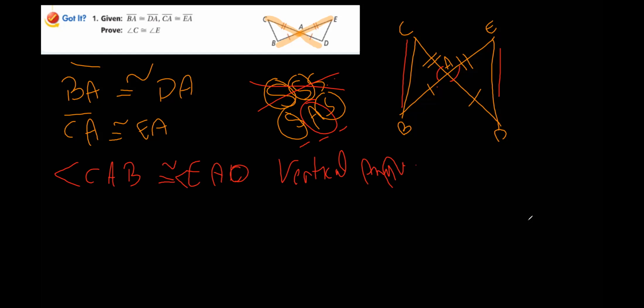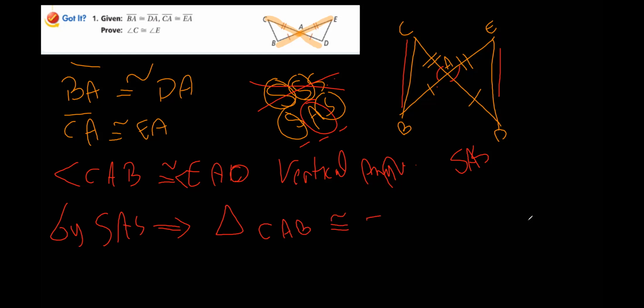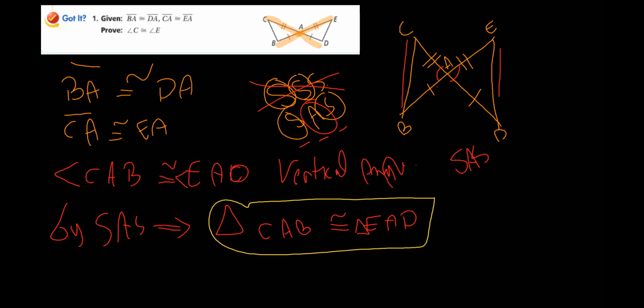Now I have proved we have two sides and an included angle. So by SAS, I can say that triangle CAB is congruent with triangle EAD, sorry. Is it right? Can I say that these two triangles are congruent? Yes. Using SAS.